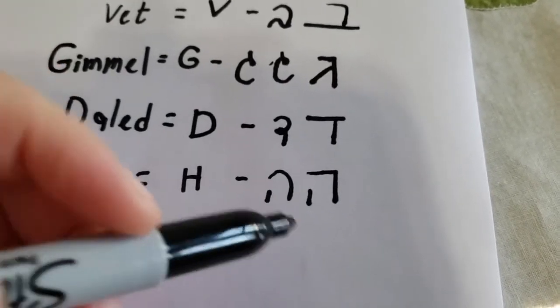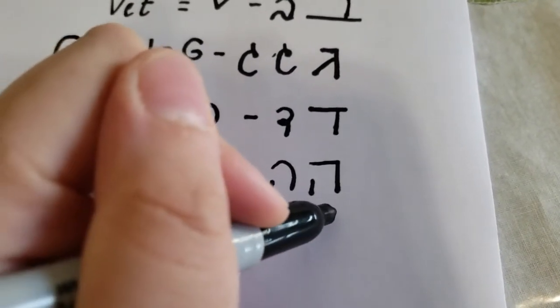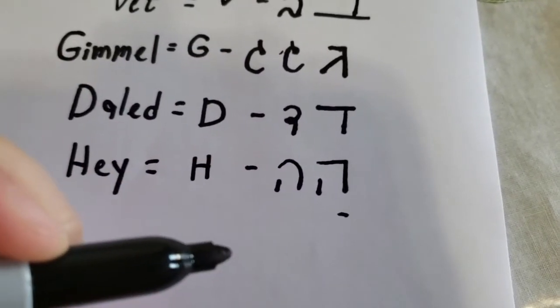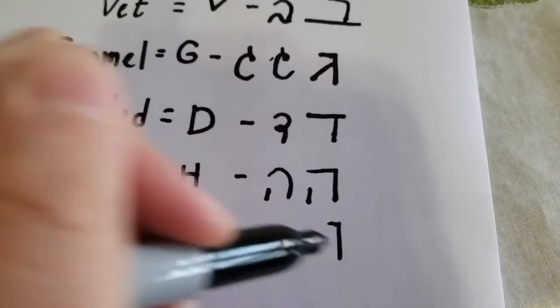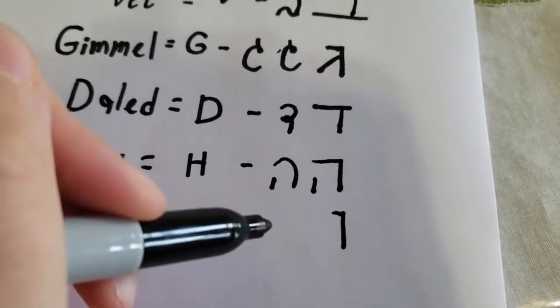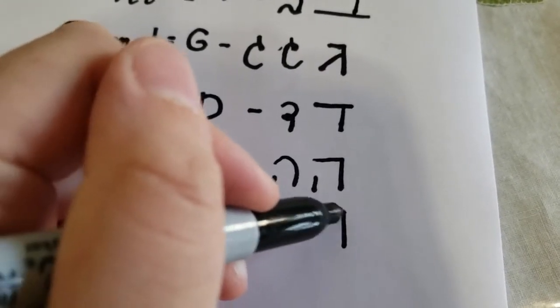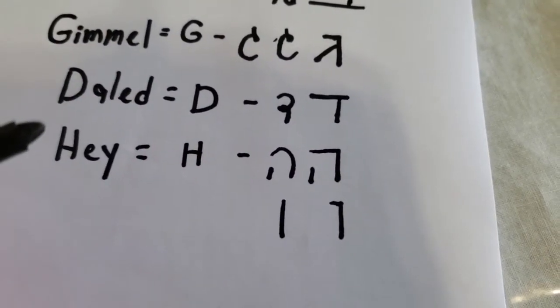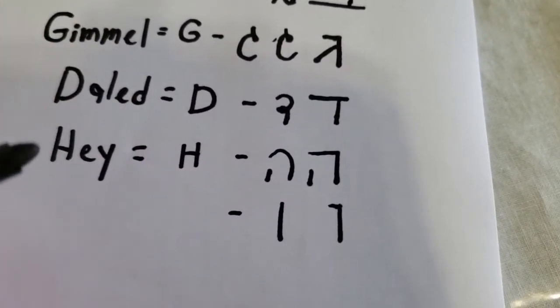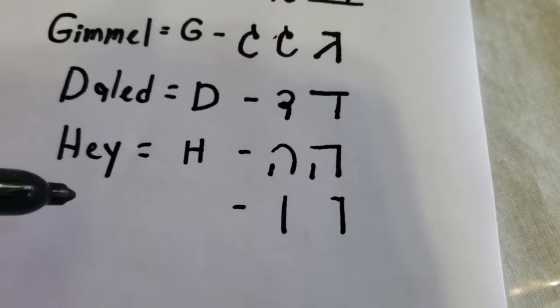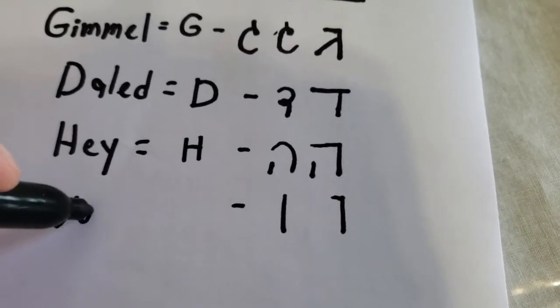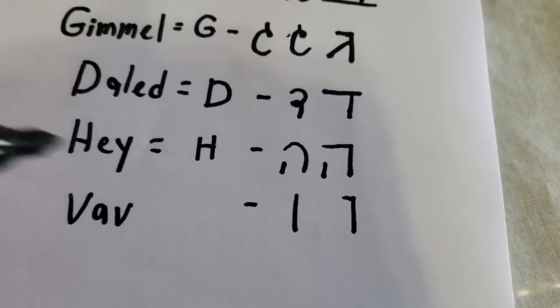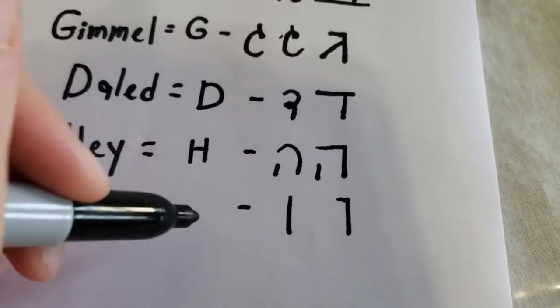Next letter is Vav. So Vav is you make a little line and then you bring it down. In the script it's the same way, just without this beginning of a line. Just a line like number 1 or like L or like I without the dot. This is Vav. And the sound that this makes is V.